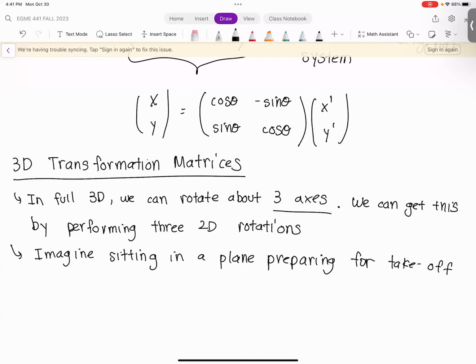And as the plane takes off, it's going to go through a series of rotations about several different axes, right? And we can track those transformations using our 2D transformation matrix.